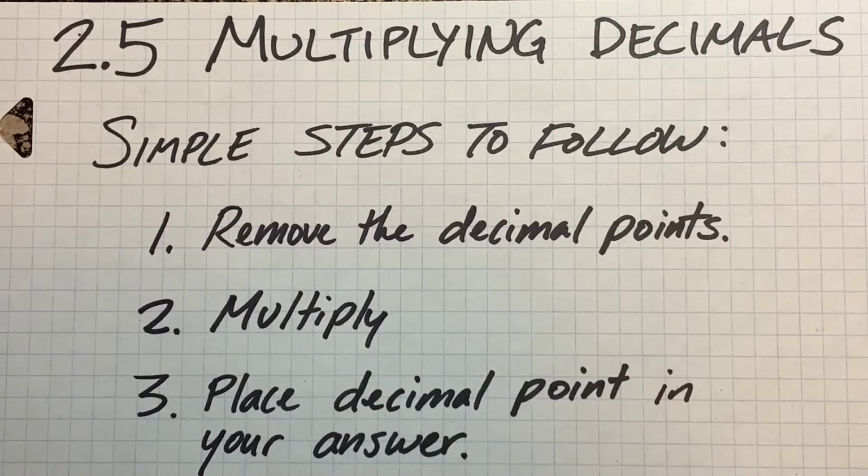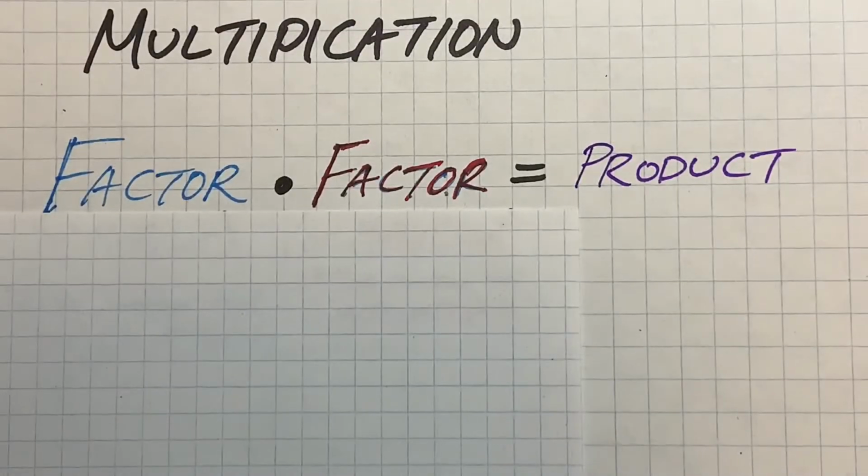So with 2.5 multiplying decimals, I've devised some simple steps for you to follow. The first thing we want to do is remove the decimal points from your problem, and then just multiply like you would any whole numbers. Once you're done with that, you simply put that decimal point back in your answer. Like anything else, we also want to go over some vocabulary words, so we have good vocabulary and understand the mathematical literacy.